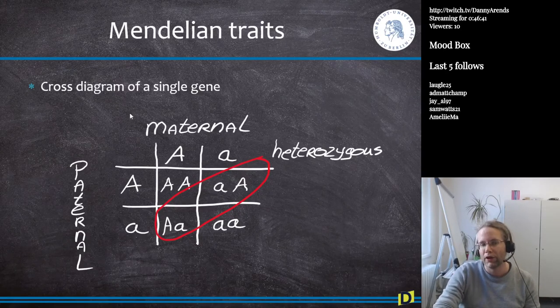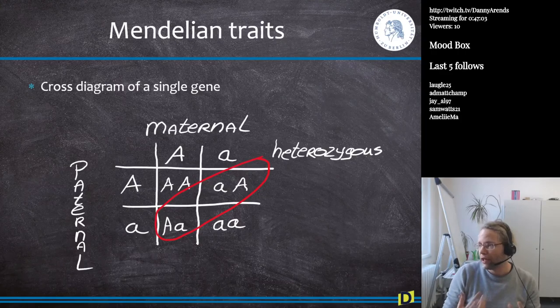So our mother in this case has a big A chromosome and has a small a chromosome. So one of the chromosomes is inherited from her mother, one of the chromosomes inherited from her father. On the paternal side, we have the same, right? So we have a father who is also big A, small a. And then, of course, we can do the cross diagram.